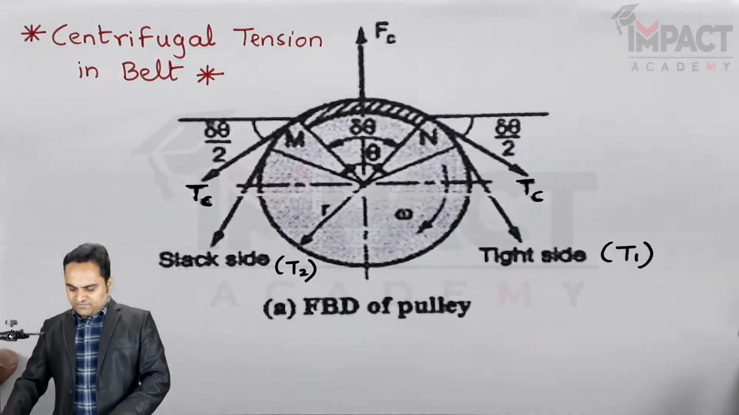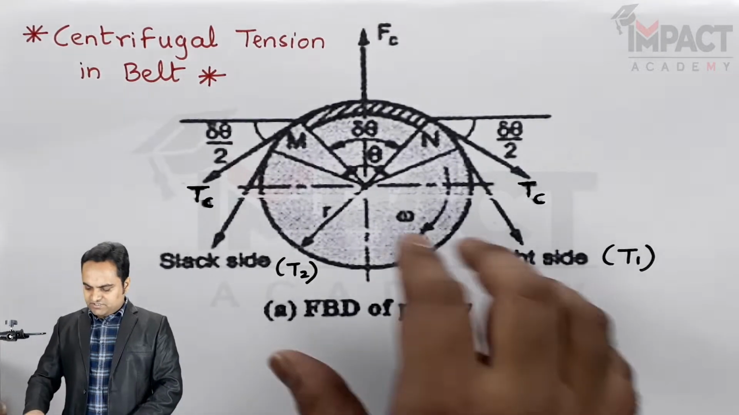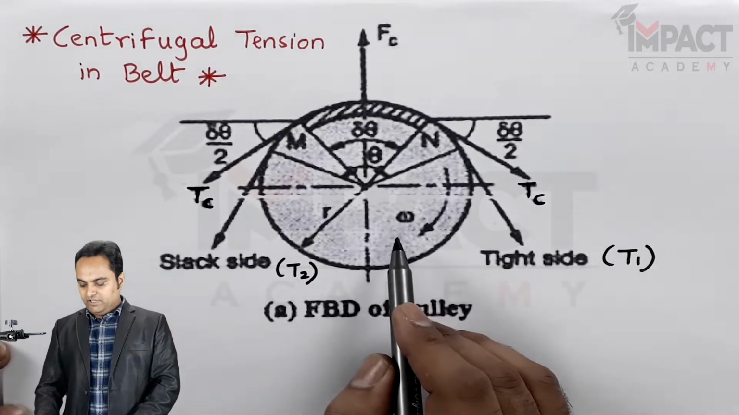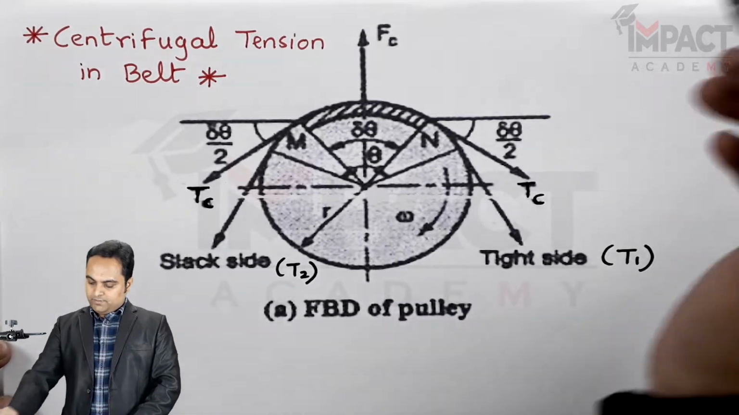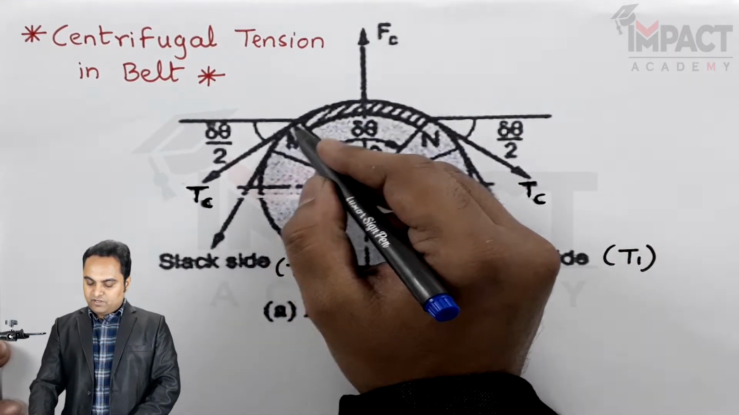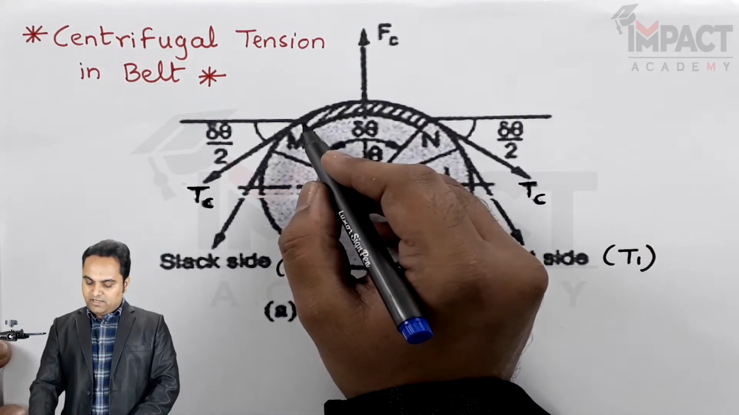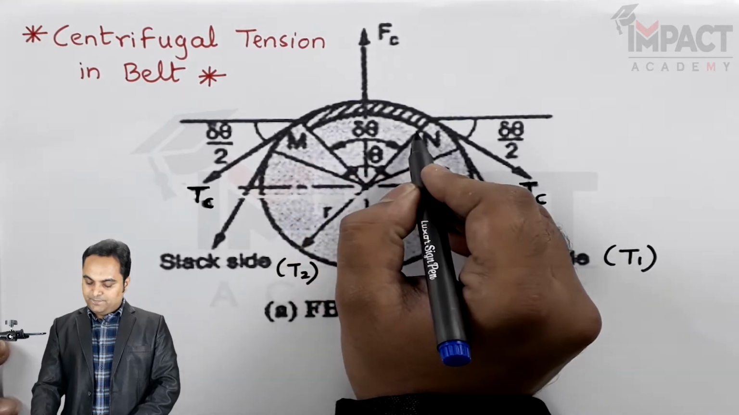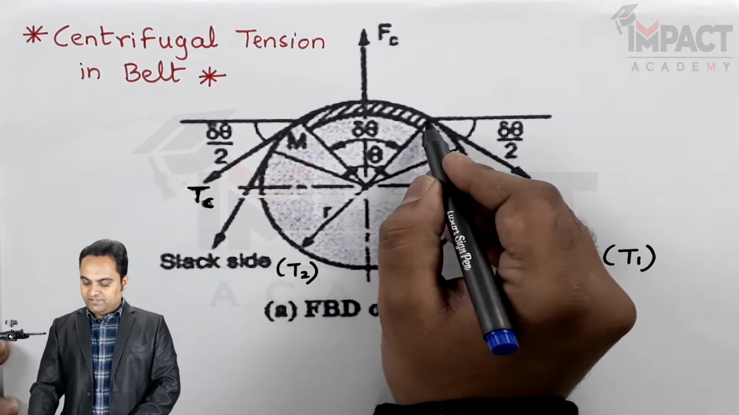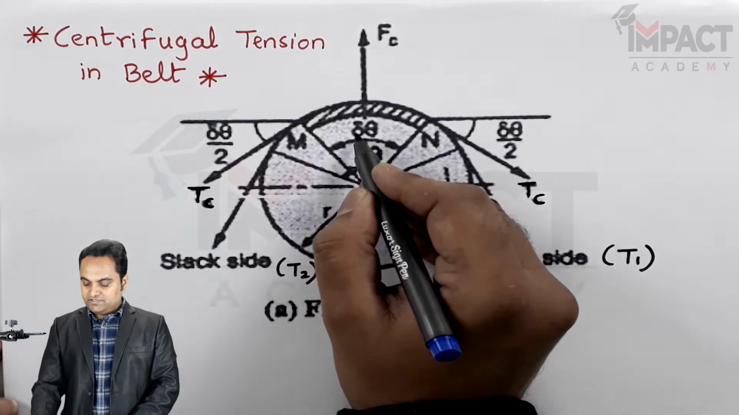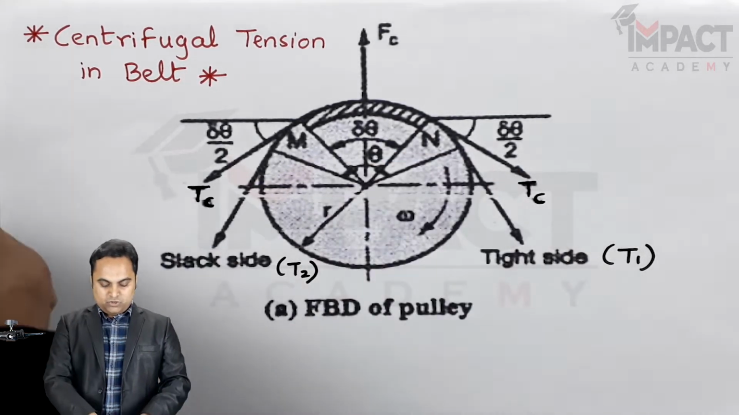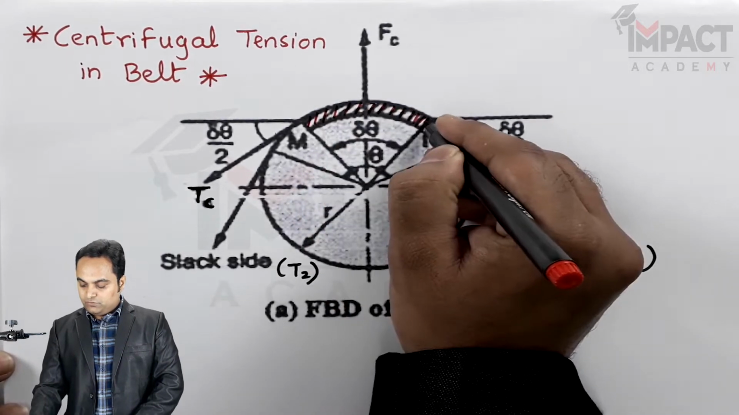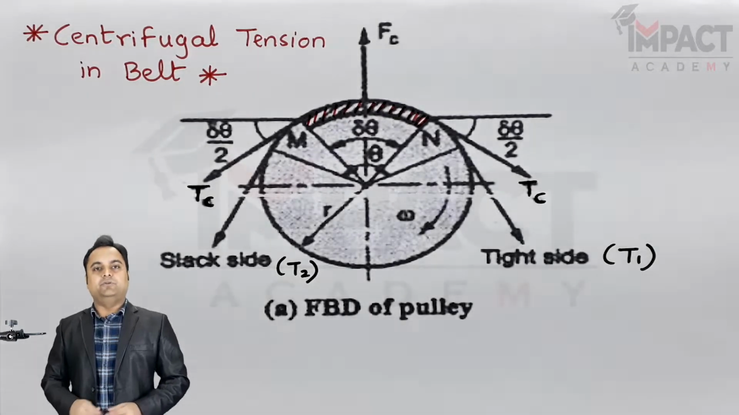Now, as we see, here is a diagram in which there is a pulley having radius small r. That pulley is rotating with angular velocity omega. Over that pulley we have a belt, and here I have taken a small section of that belt having length mn, and the angle subtended by that belt at the center of the pulley is delta theta. So here I'll just shade this cross section of the belt. So this much is the belt section which I have taken over the pulley.